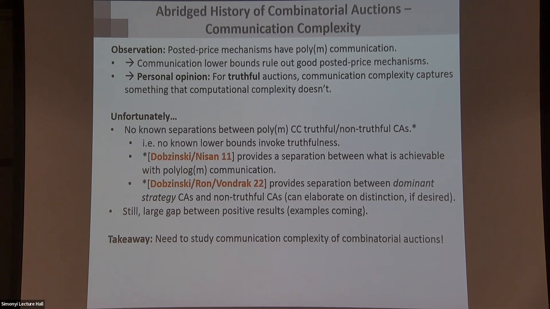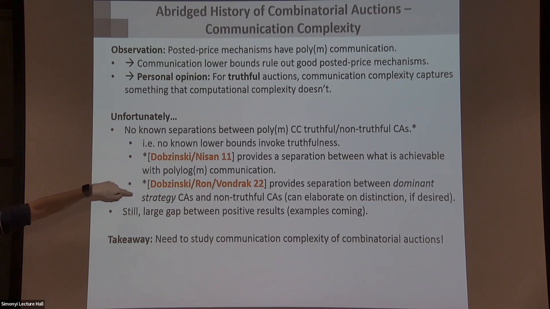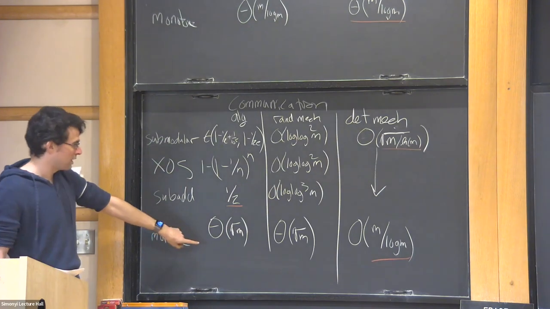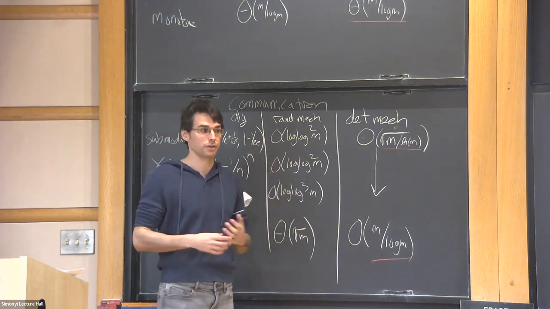Dominant strategy truthful is really strong. It says even if you consider the possibility that the other players think like that, it's still in your interest to be truthful, even though every bit you send could be the difference between someone trying to help you as much as possible, assuming they know your value, and someone hurting you as much as possible, assuming they know your value. So we do have a separation between those, and this is only as of last year, we have a separation between these super strong truthful mechanisms and protocols. They show that you can't do better than m to the one minus epsilon if you want this super strong notion of truthfulness.